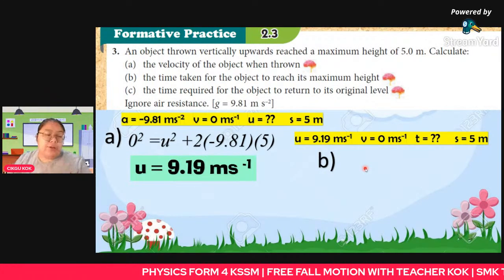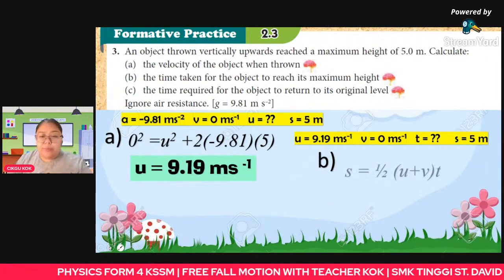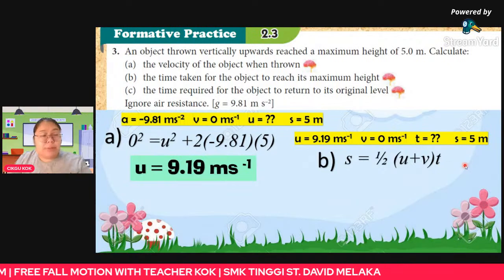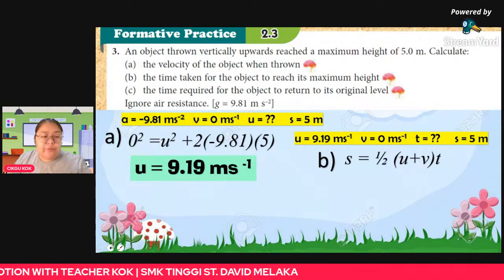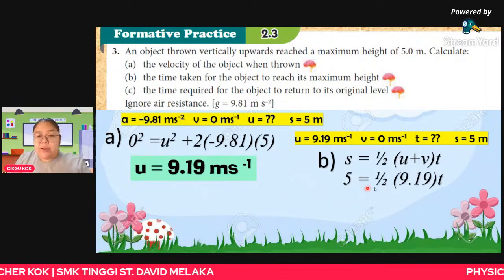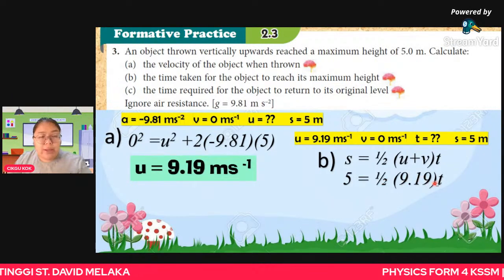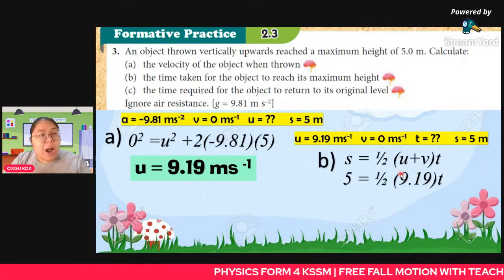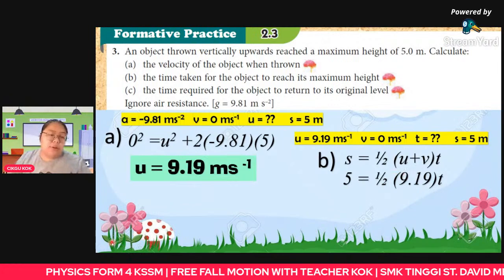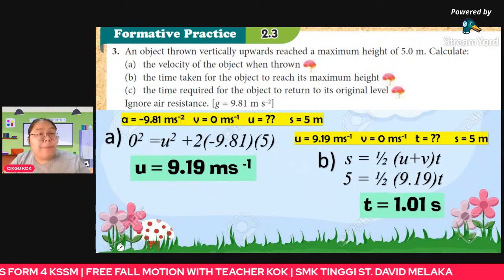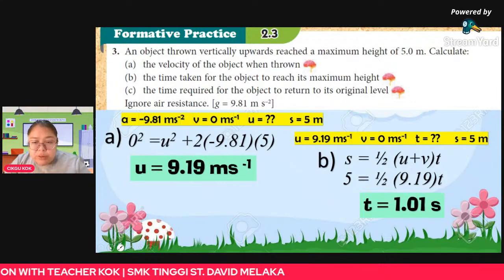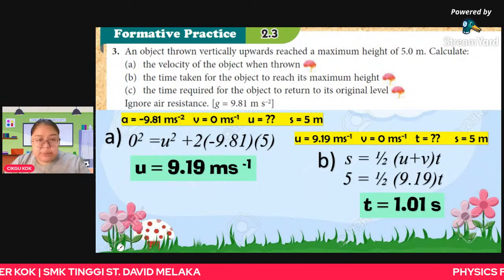Okay, no acceleration. So from here, I go to apply S equal half V plus U, then multiply with the time. So from here, I get 5 equal half 9.19 multiply the time. Okay, I need to know the object goes up until maximum height. The time taken is how long? Okay, so from here, I get 1.01 second. Okay, 1.01 second, they go up until maximum height.